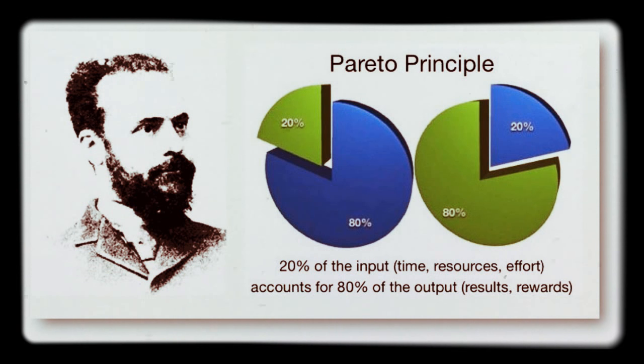Step 2. Identify your 80-20 path. Every goal typically has 4 possible paths we can take to achieve it. Low effort, low reward. High effort, low reward. High effort, high reward. Low effort, high reward.